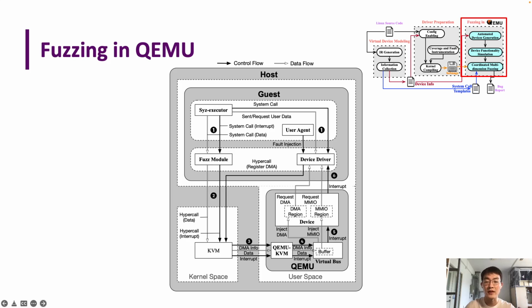The virtual bus will traverse the virtual devices and match their names. If a device name is matched, the virtual bus then triggers the corresponding interrupt line of the device and injects further generated data to the DMA region or MMIO region of the virtual device. The interrupt handler of the driver will be executed after the interrupt is triggered. PrIntFuzz will collect the driver's coverage and feed it back to the fuzzer for the next iteration.